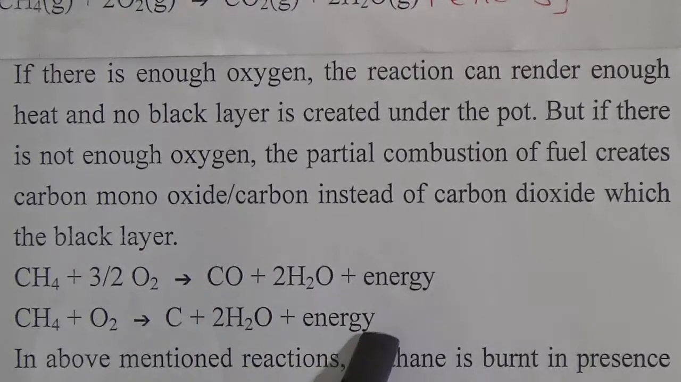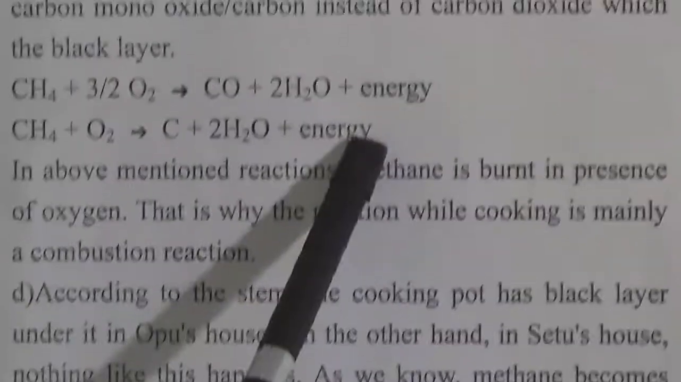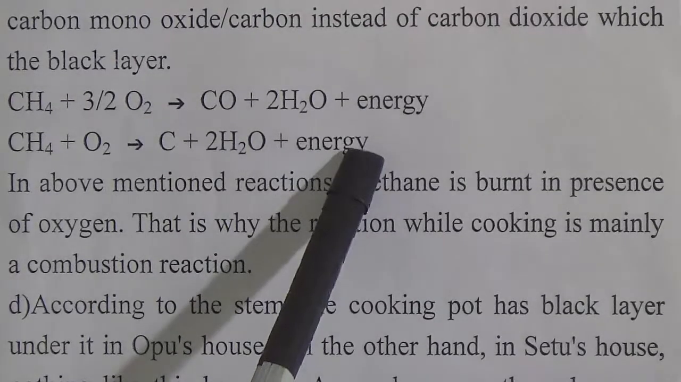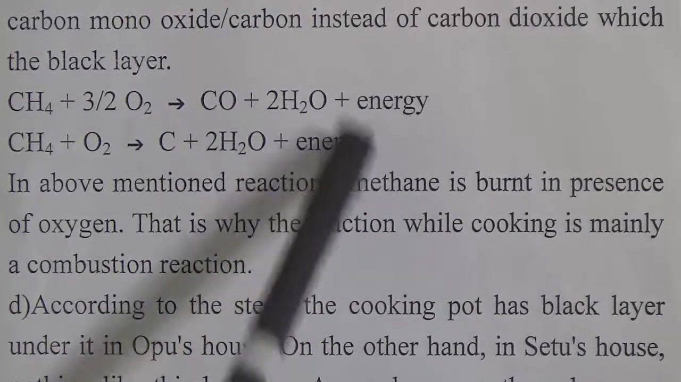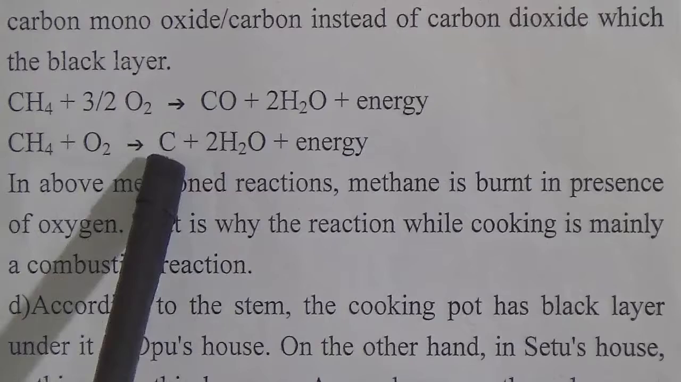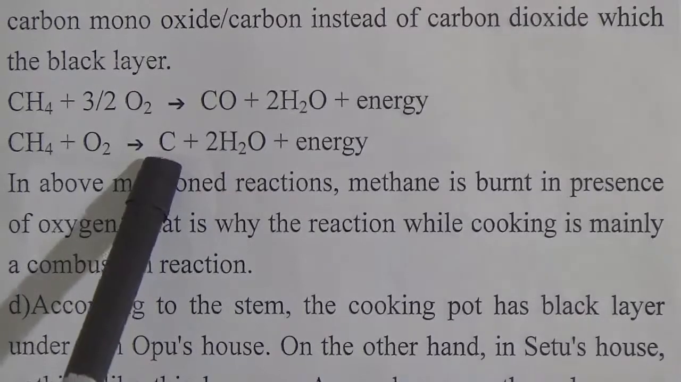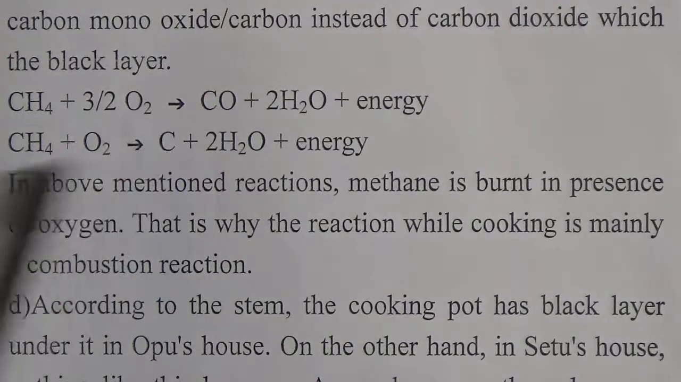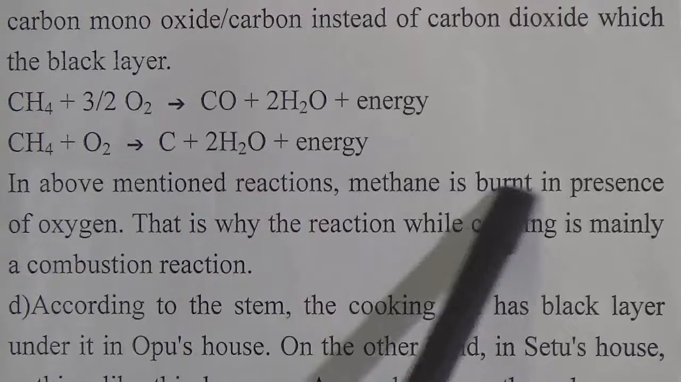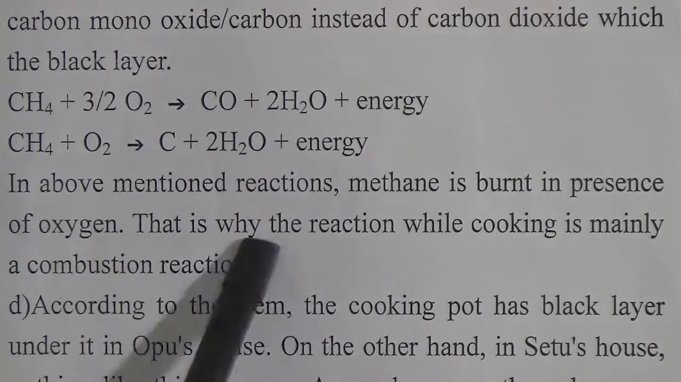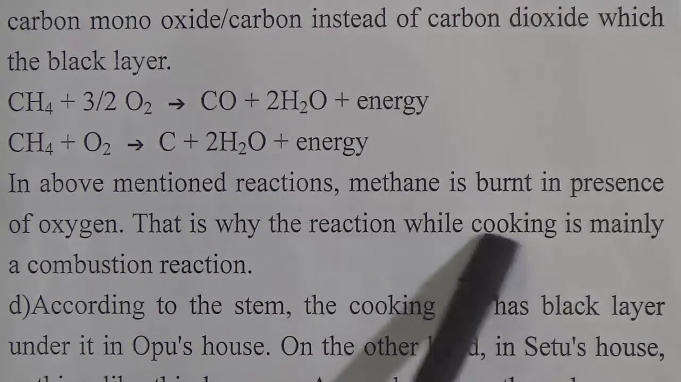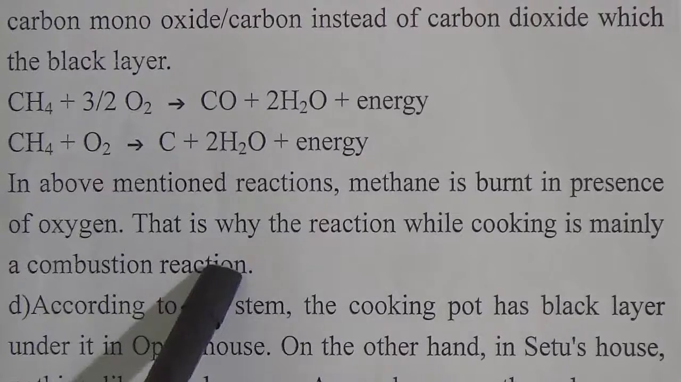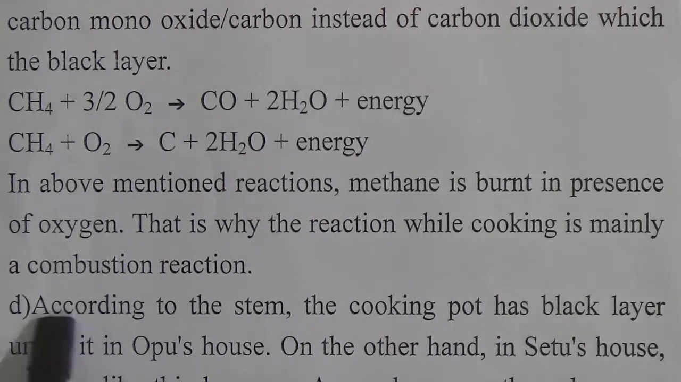In every case we get energy, but the products are different. That means carbon dioxide, carbon monoxide and carbon. But when carbon monoxide and carbon are produced, that time the black shade on the pan is created. In the above mentioned reaction, methane is burnt in the presence of oxygen, and that is why the reaction during the cooking is mainly a combustion reaction. Now come to the next question and answer.